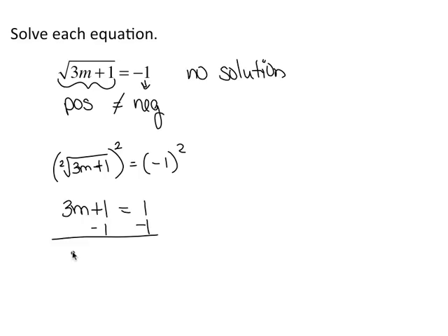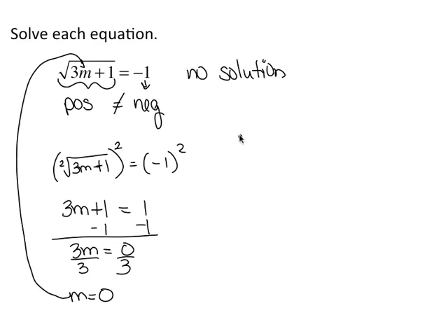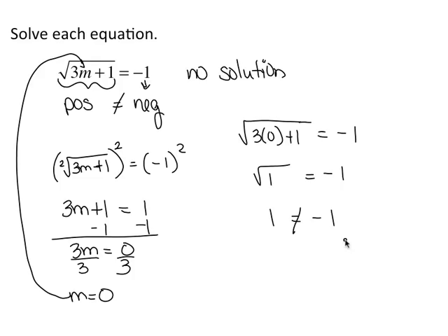We subtract 1 from both sides. We get 3m is equal to 0. We divide both sides by 3 and we get m is equal to 0. Recall that we always have to check our answers. So if we take the square root of 3 times 0 plus 1, does that equal negative 1? So this is equal to the square root of 1, and the square root of 1 is equal to 1, and 1 does not equal negative 1.